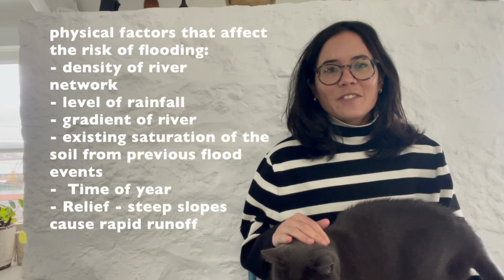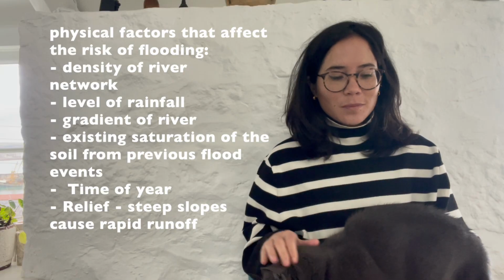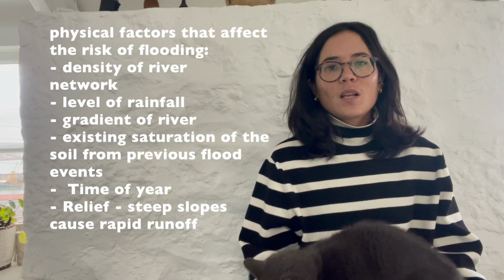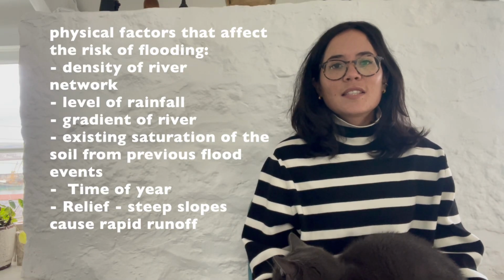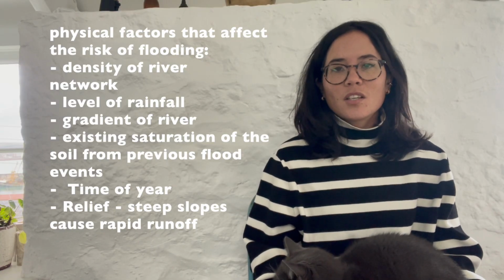So what physical factors affect flooding? So level of precipitation or rainfall, the density of the river network as well as its gradient. If there's any existing saturation of the soil from previous flood events, that will increase the likelihood of flooding. The time of year and any seasonal changes.